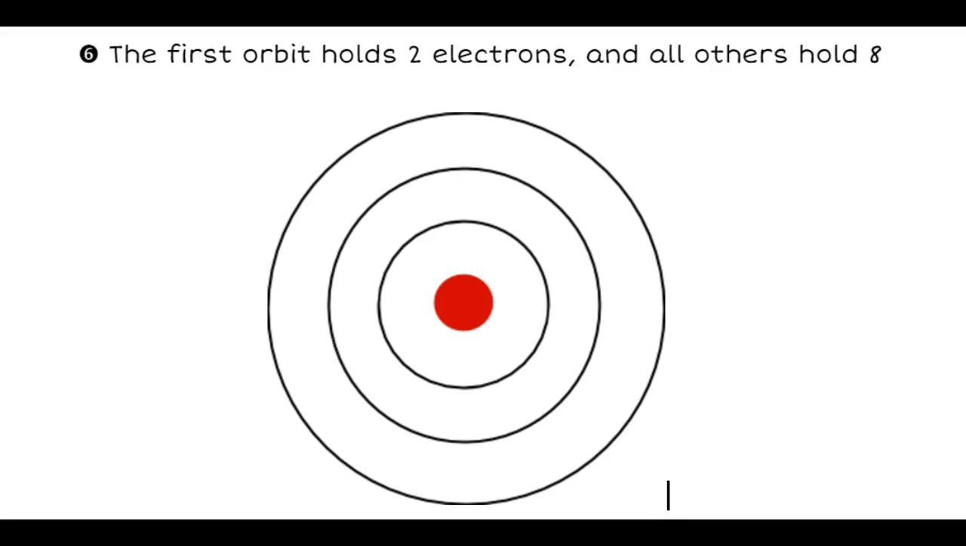So now we get to the drawing of the Bohr-Rutherford diagrams themselves. It's important that you know that the first orbit, or the first energy level, the one that's closest to the nucleus, can hold a maximum of 2 electrons. Okay? It can hold 1 electron, but it can hold at a maximum 2. So I'm just going to draw these in here. And the next energy level or orbit after that can hold a maximum of 8.